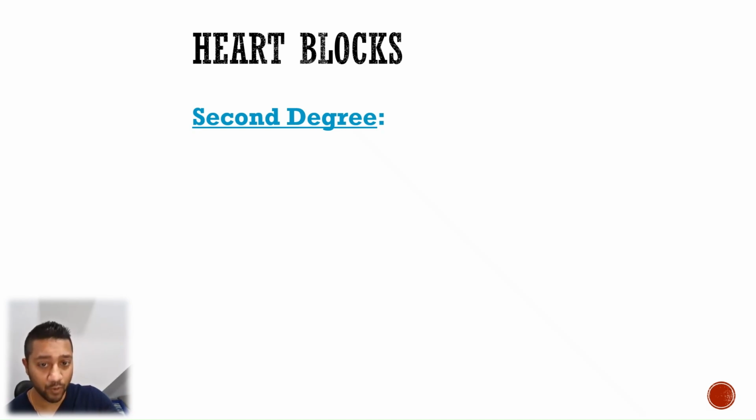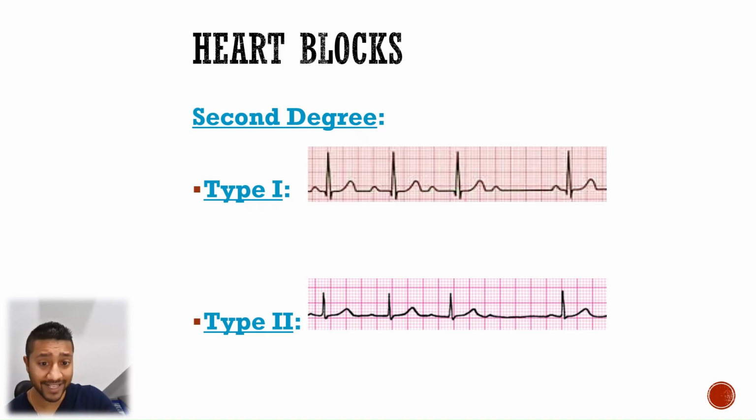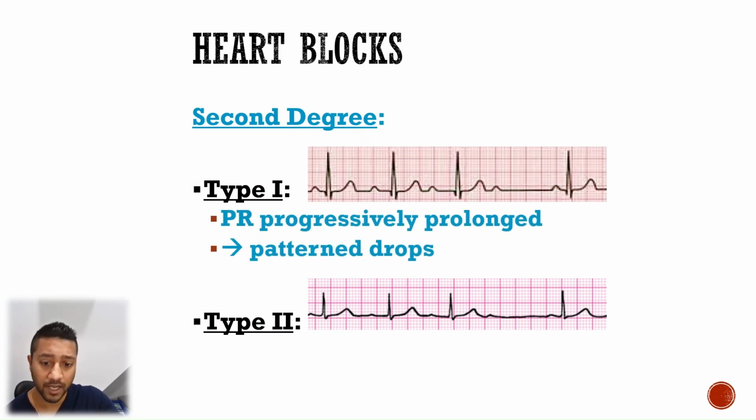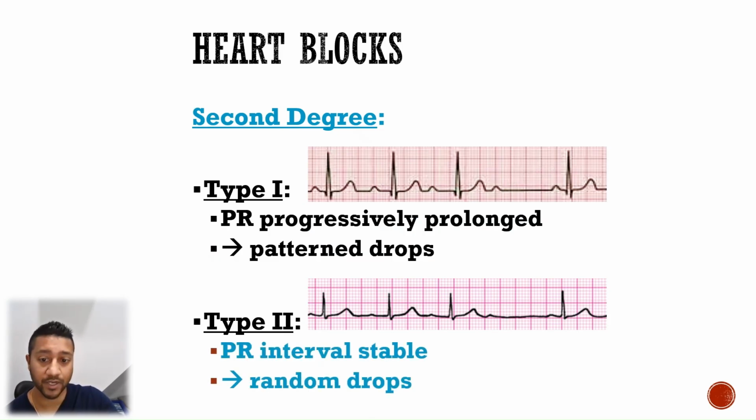So there are essentially 2 types of second degree heart blocks that you need to be aware of, and that's type 1, also known as Mobitz 1, and type 2, also known as Mobitz 2. In type 1, you have a PR interval that's going to get progressively longer until you essentially get a dropped QRS, or a pause within that EKG rhythm. In type 2, also known as Mobitz 2, you have a steady PR interval. It doesn't change, but every now and then you randomly drop a QRS.